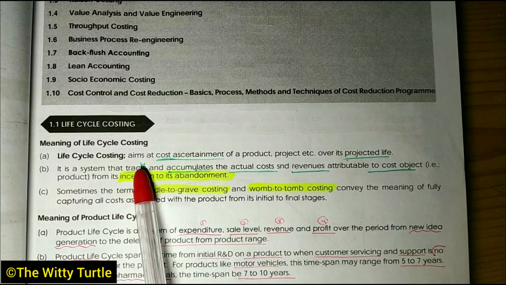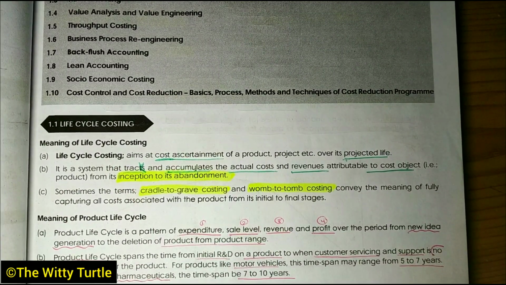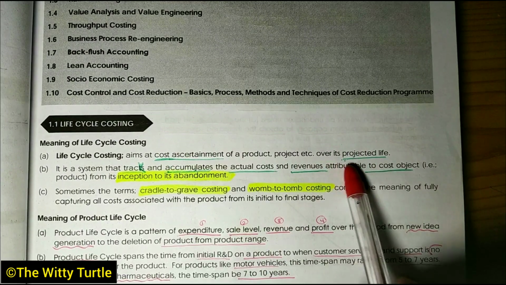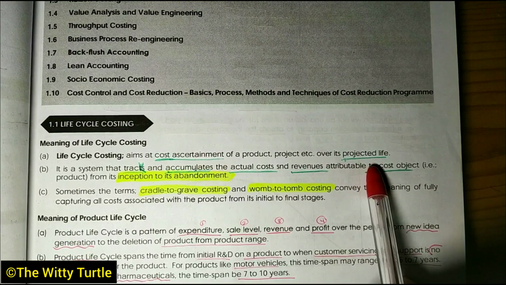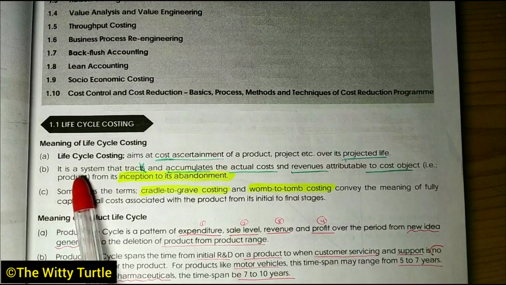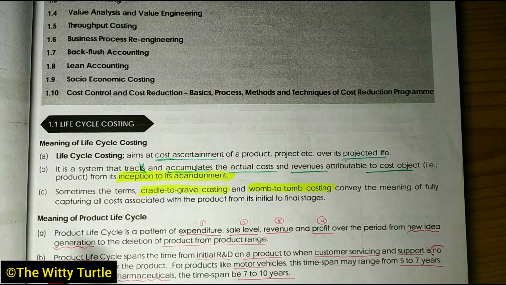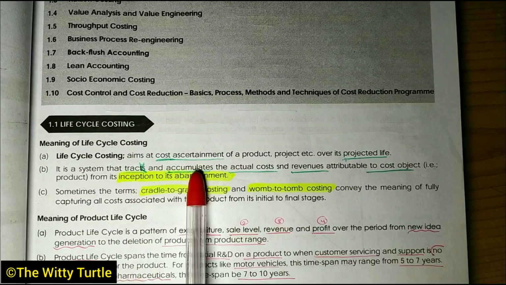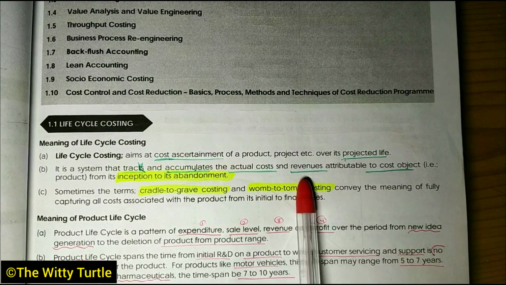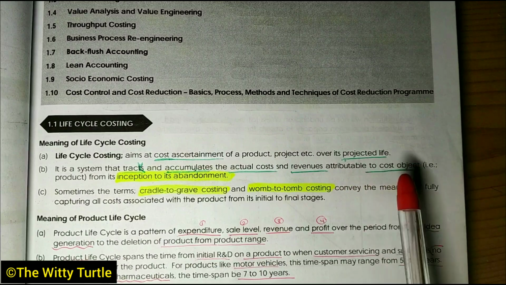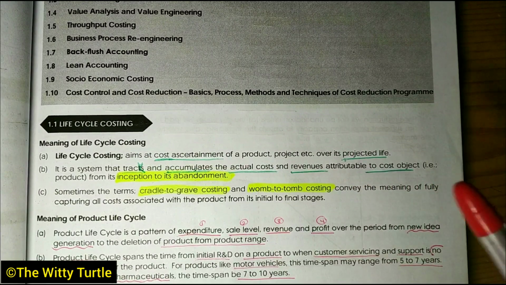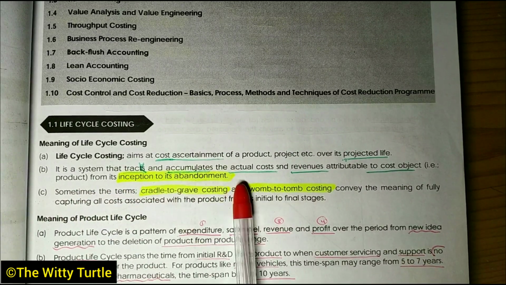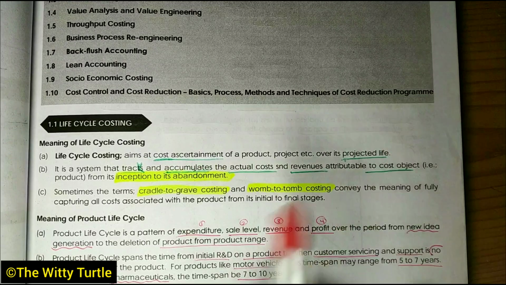Life cycle costing aims at what? Ascertainment of cost of a particular product or project over its entire life or over its projected life, right? In the last class also I told you the same thing. This definition also I discussed in the last class: life cycle costing is a system which tracks and accumulates the actual cost and revenues which can be attributable to the particular cost object, which is the product in this case, right from its inception to its abandonment, starting से लेके end तक, right?